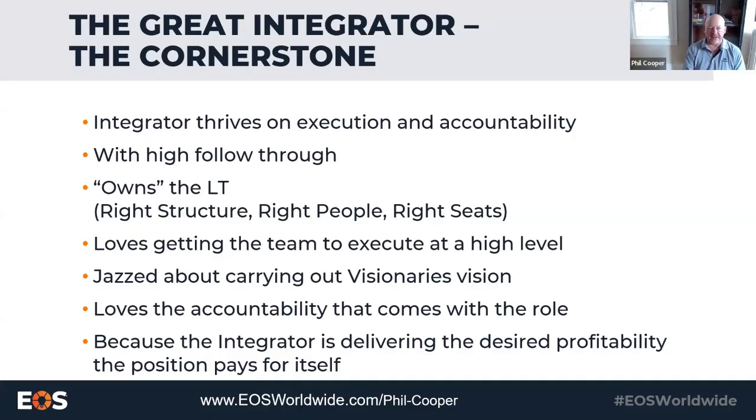That integrator loves getting the team to execute at a high level, and they're jazzed totally about carrying out the vision. Like, Casey, you should be jazzed about whatever Tom's got out there. The greatest joy is making it happen for him. And likewise, Jeff's got all these dreams and things. Jason, it's making it happen and bringing it to life and going like, look, dude, I've got you. And Jeff has complete trust that this thing that he wants to have happen is going to happen at the speed he wants it to happen. And that you love, Jason and Casey, the accountability that comes with this. You embrace the accountability. You embrace the pressure. And because the integrator is delivering the desired profitability, the position pays for itself. So many times we get worried about this integrator role and the overhead that comes with it. Nonsense, if we have the right measures in place and if the integrator is doing their job correctly.